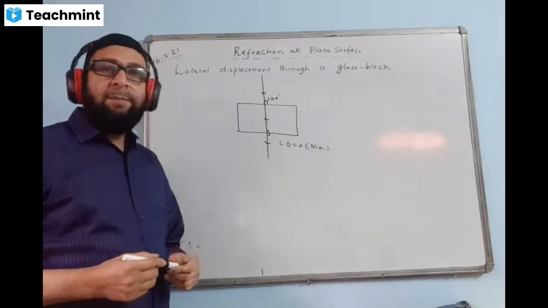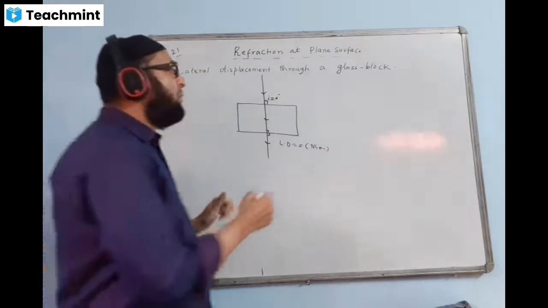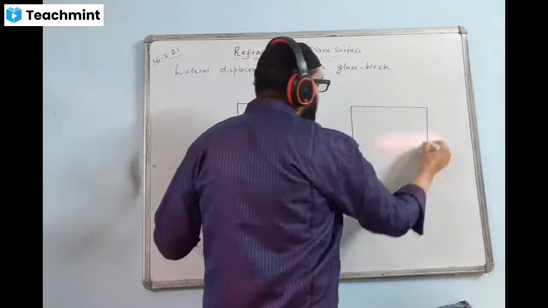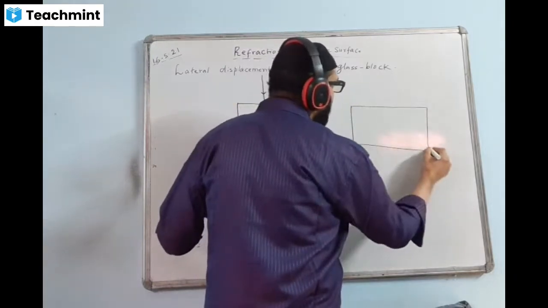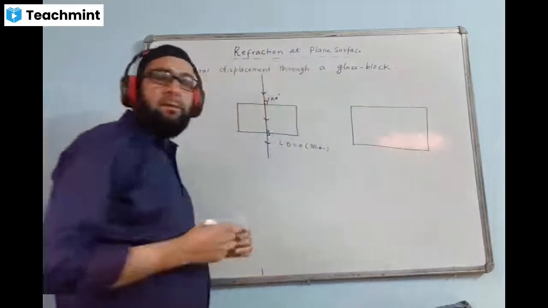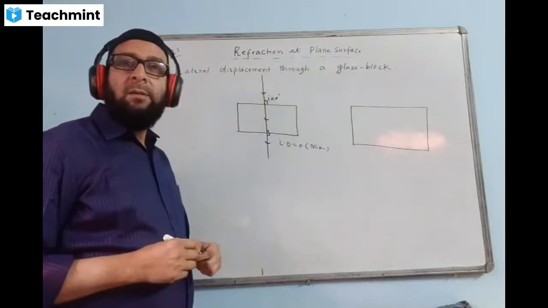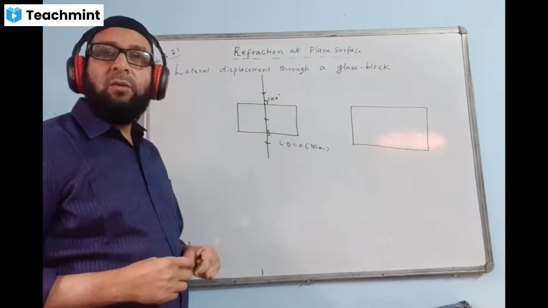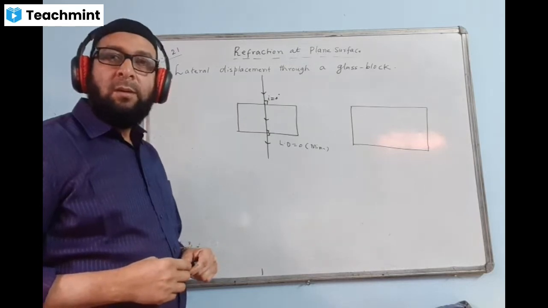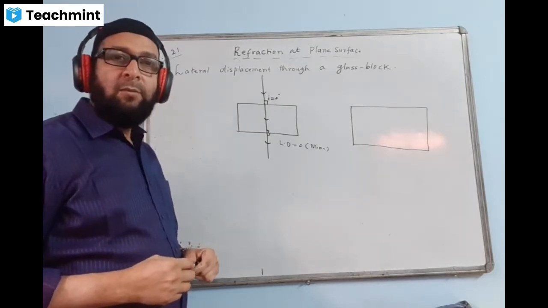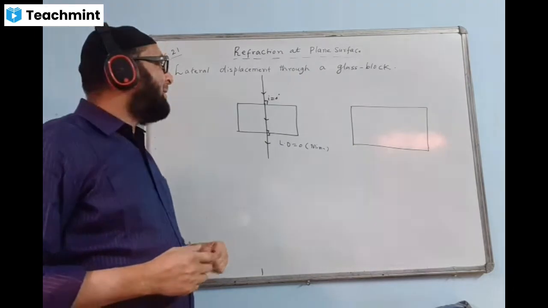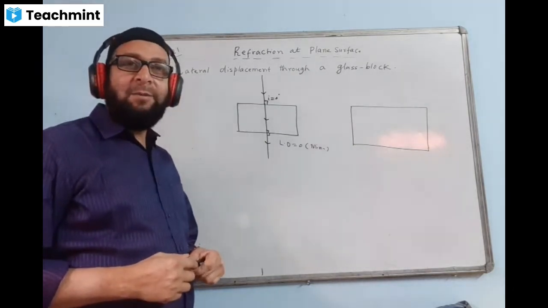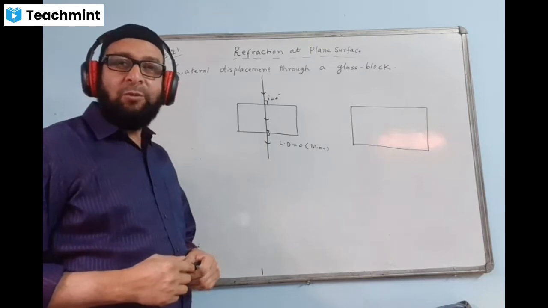And when will it be maximum? Any one of you please share with me. When will the lateral displacement through a glass block be maximum? Please share. There is no harm even if it is wrong. 180? I value will never be 180. I value starts with 0 and it becomes maximum equal to 90 degree.